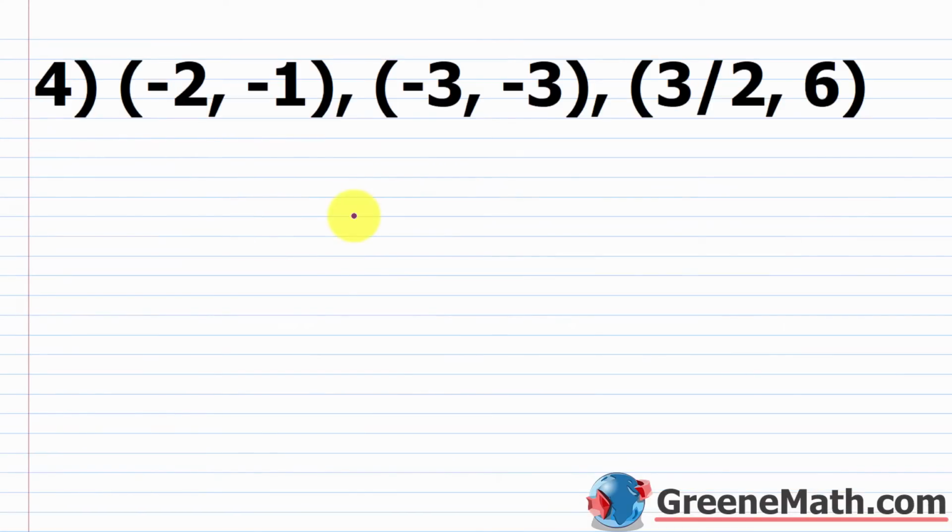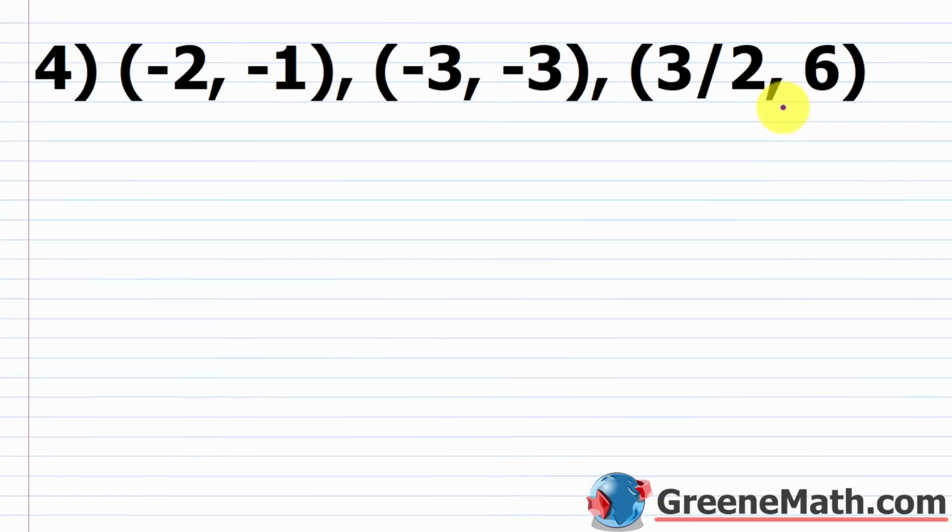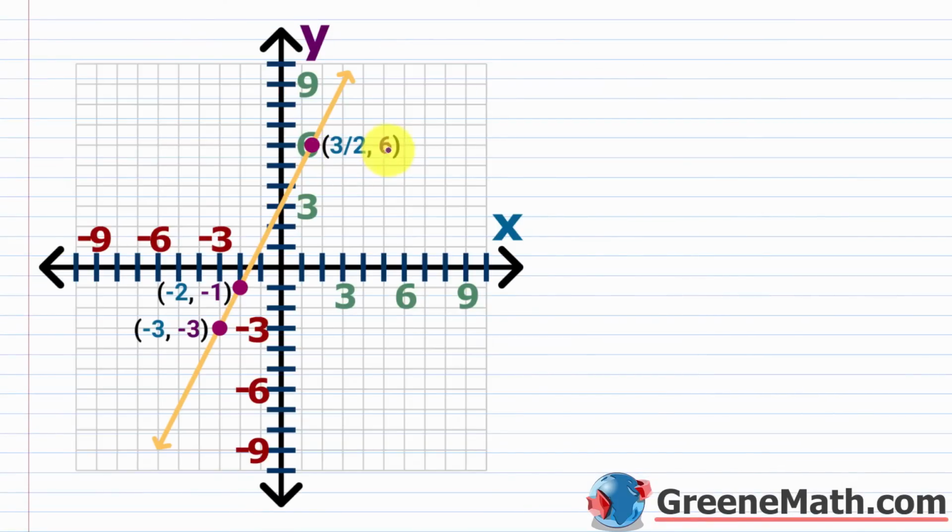All right, let's take a look at problem 4. So here we have negative 2 comma negative 1. We have negative 3 comma negative 3. And then we have 3 halves, or you could put 1.5 comma 6. So again, everything is plotted. We have 3 halves comma 6. We have negative 2 comma negative 1. And then negative 3 comma negative 3. So these points are going to be collinear. But again, let's prove this.